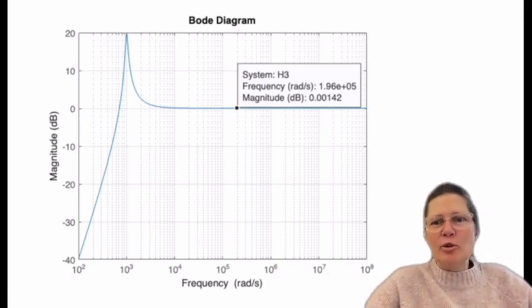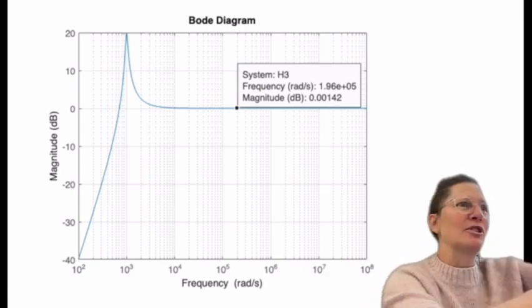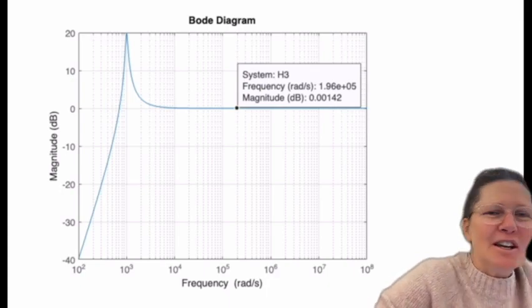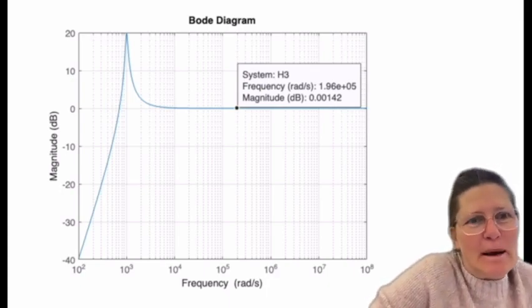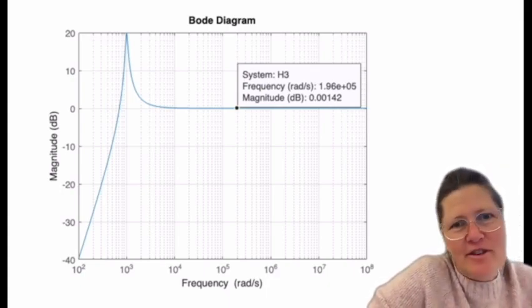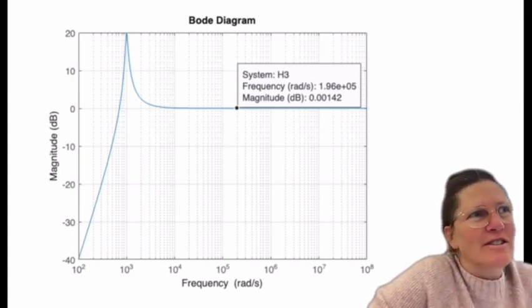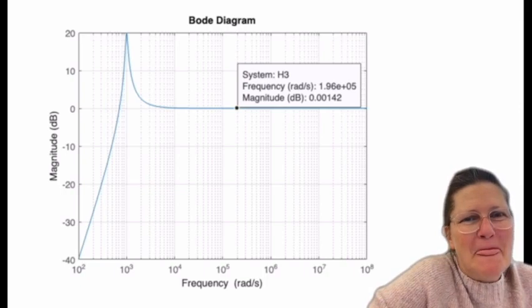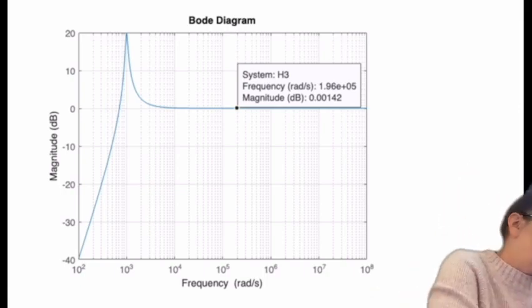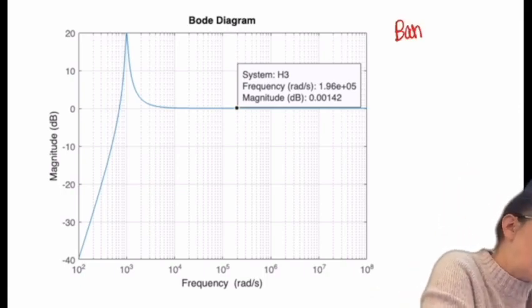Okay, so the request last time was for some filters. So here is a filter example. Given the graph, what type of filter is this? Okay, so I'm hearing a consensus bandpass. Why do you say you think it's bandpass?